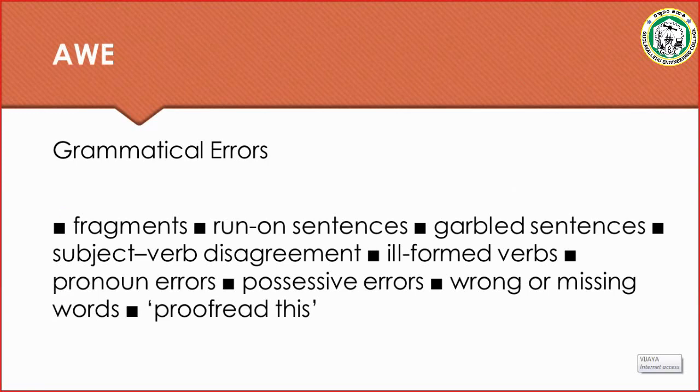So I have put down the categories which the Criterion generates. This study, which I have referred to, shows that the grammatical errors were generated in these categories: fragments, run-on sentences, garbled sentences, and you can see it yourself. Now, the last one, you might be wondering, what is proofread this? Proofread this is actually mistakes that are difficult to label as specific errors. So those are the uncategorized errors, which learner is advised to work on.